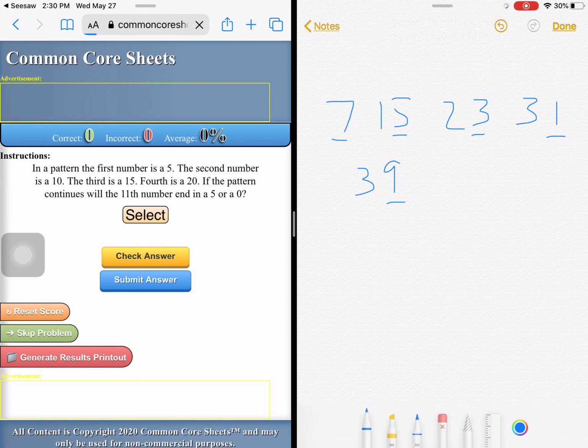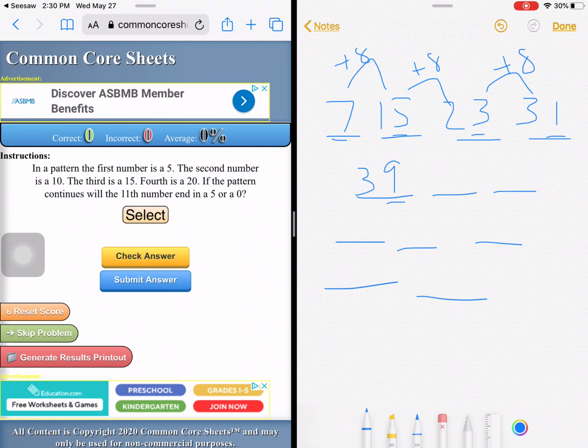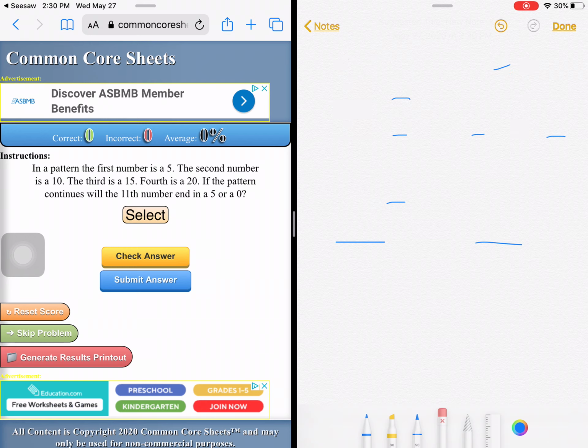I could also do the pattern and find out what's between: 7, 8, 9, 10, 11, 12, 13, 14, 15. I added 8. Then 15, 16, 17, 18, 19, 20, 21, 22, 23. This was plus 8. And then 23, 24, 25, 26, 27, 28, 29, 30, 31. That's adding 8. And then I could continue the pattern and go 1st, 2nd, 3rd, 4th, 5th, 6th, 7th, 8th, 9th, 10th, 11th, 12th, 13th, 14th. I could solve the pattern, or I could just recognize a pattern in the numbers it gives me. So that's what we're doing here, recognizing patterns or finding the pattern.